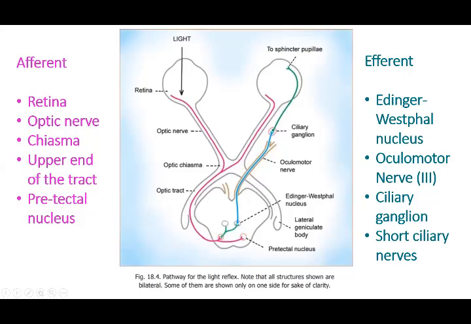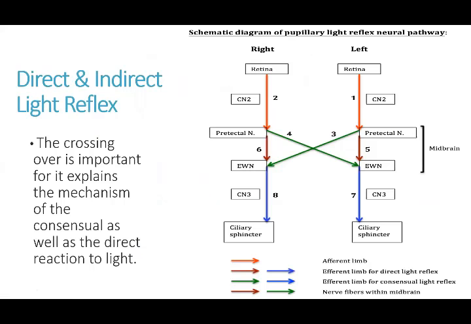Now how does the direct and indirect light reflex happen? Now you flashed light in the retina, okay, so via the pretectal nucleus, Edinger-Westphal nucleus, third nerve, ciliary sphincter, your pupil constricts, okay.